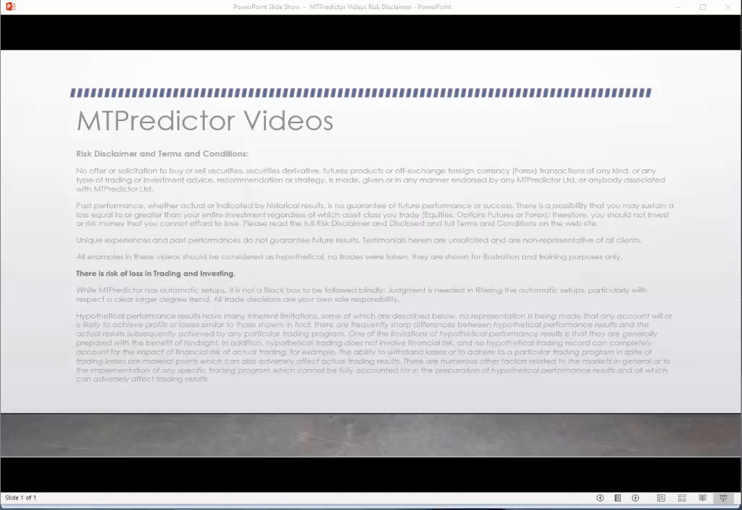But before we get on to the analysis, let's just have a look at our risk disclaimer and remind you that all examples in these videos should be considered as hypothetical. No trades are actually taken. They're just shown for illustration and trading purposes only. Remind you there's a risk of loss in trading and investing. Or put another way, all professional traders know and understand, but more importantly accept, that losses can and do unfold. This is important. There always will be losses no matter what trading approach you look at.